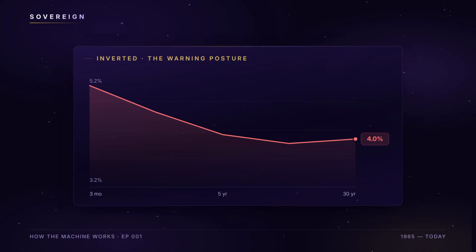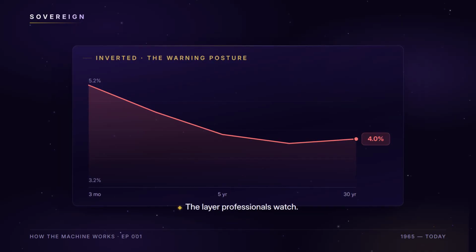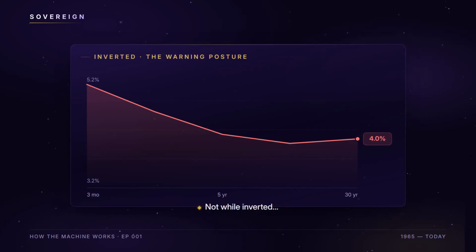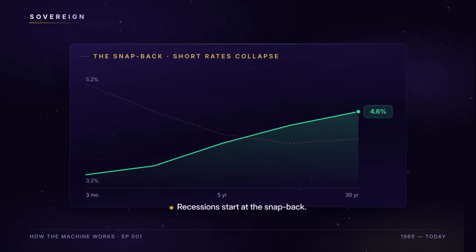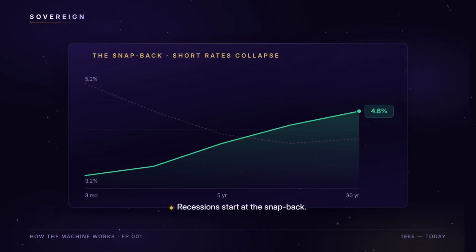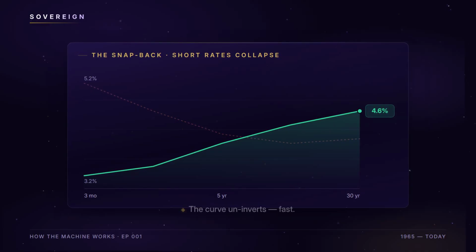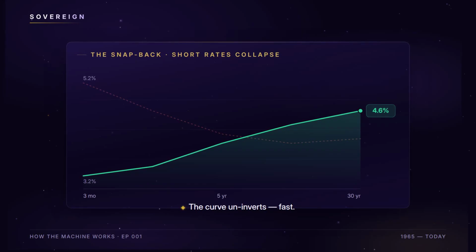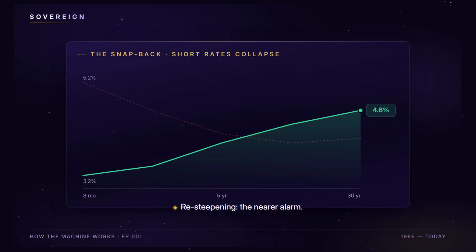One more layer, and it's the one professionals watch. Historically, the recession doesn't tend to start while the curve is inverted. It starts when the curve snaps back. When short rates collapse because the central bank is suddenly cutting, the curve uninverts fast. And that re-steepening has been the nearer alarm before downturns for decades. So read it as 2 bells. The inversion says the neighborhood has changed. The violent steepening afterwards says the weather has arrived. 2 different sounds. Most headlines only report the first.